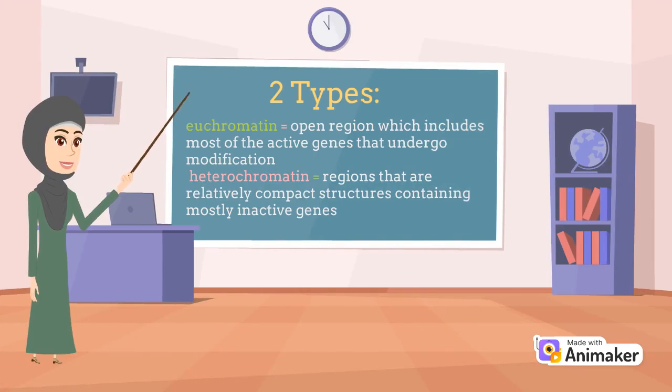Wondering if these modifications can occur in any genomic region? If so, here's your answer. There are two genomic regions. Euchromatin is known as the open region, which includes most of the active genes that undergo modification. In contrast, heterochromatin regions are relatively compact structures that contain mostly inactive genes.